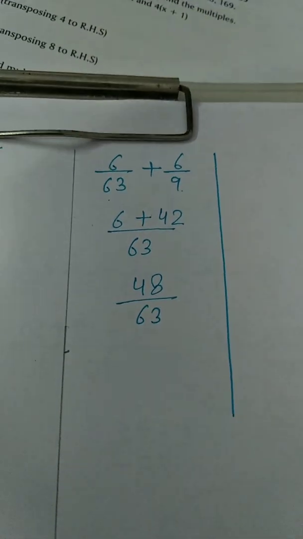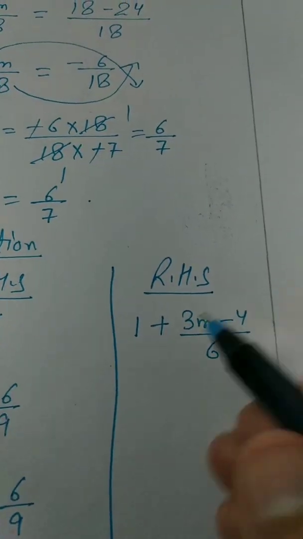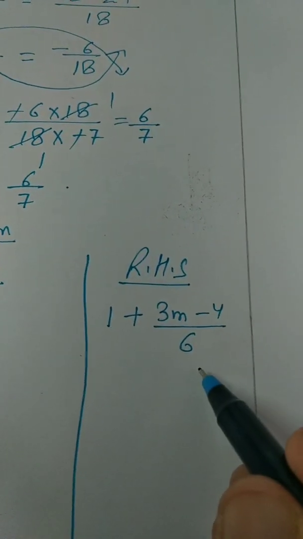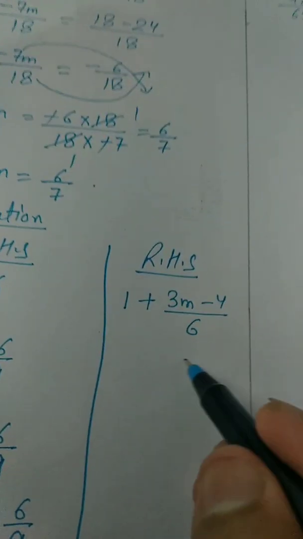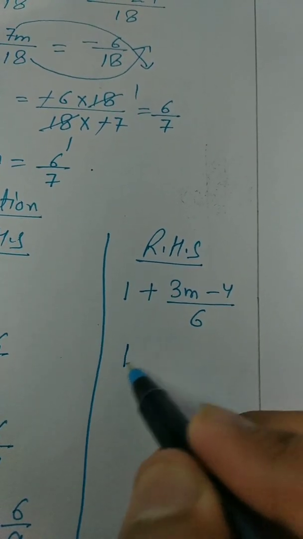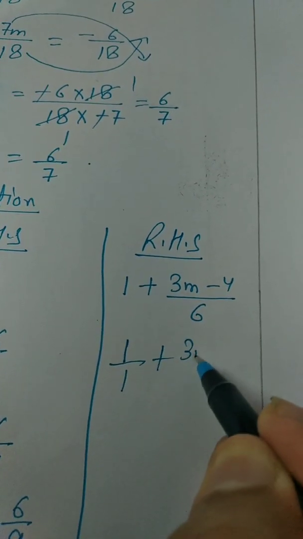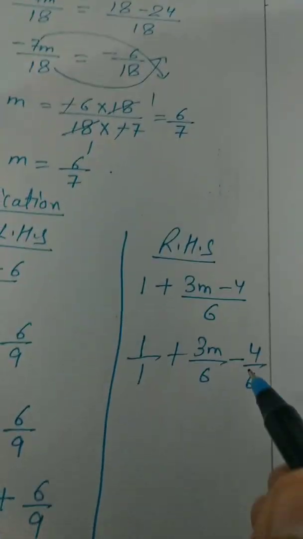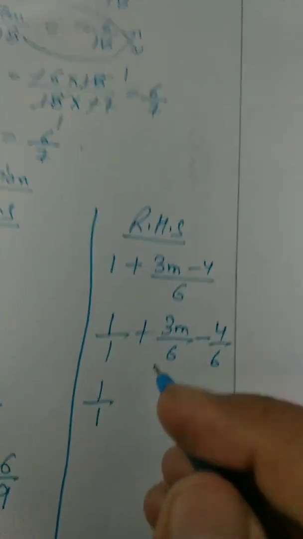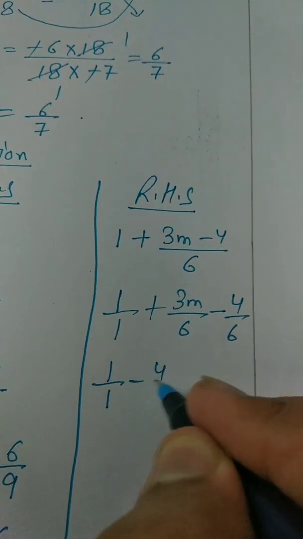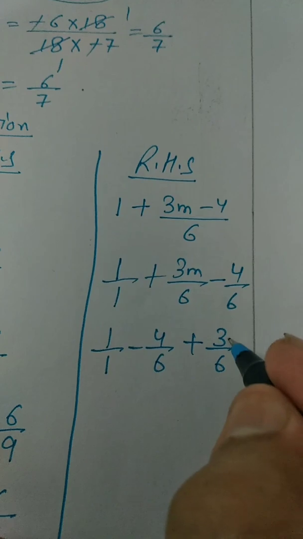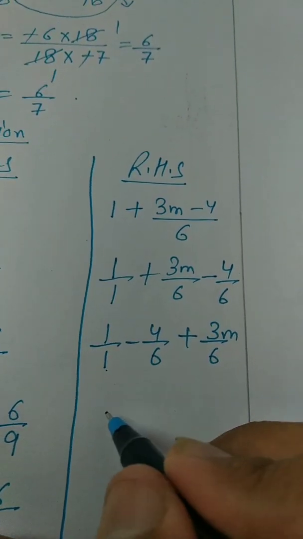Now solve the RHS. In the RHS you have 1 plus 3m minus 4 upon 6. Right? First of all, make them separate. 1 upon 1 plus 3m upon 6 plus minus 4 upon 6. Right? So 1 upon 1 minus 4 upon 6 plus 3m upon 6. Take the LCM of 1 and 6, which is 6.